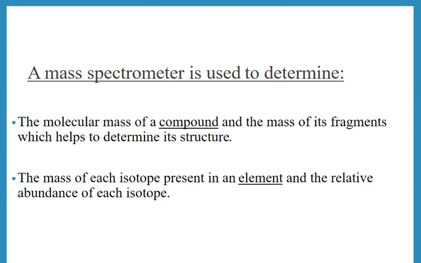The mass spectrometer is used in our syllabus to determine one of two things. Either I'm using it to analyze a compound. In that case, I'm trying to get the molecular mass of the compound and the mass of its fragments. This is used to determine the structure of the compound or to confirm the structure of a compound, and we'll explain this in detail. Or I could be using the mass spectrum to analyze an element. In that case, I'm trying to get the mass of its isotopes and the relative abundance of each isotope. So let us discuss this in detail.